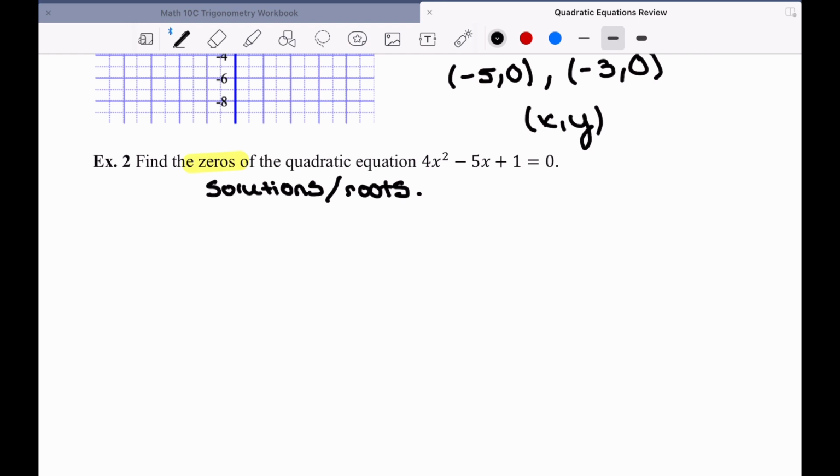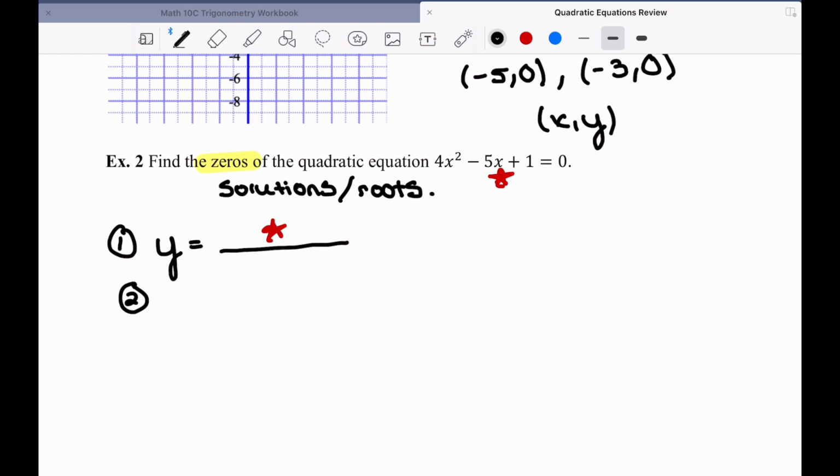So what we're going to do is star my function again, because my first step is to enter that function into y equals. So I'm going to press y equals and then enter the starred function. From there, what I want to do is type in second, then trace value, which is going to be our fourth button on the top, second trace.